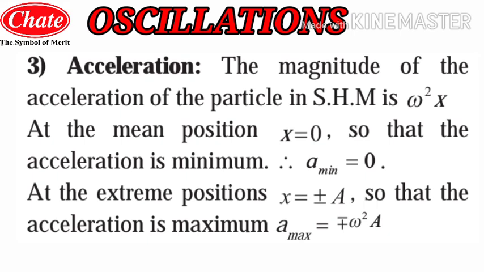Now at the mean position, x is equal to 0, which means when the block is at the equilibrium position, there will not be any displacement, so x will be 0, so the acceleration is minimum, that is 0. Now at the extreme position you can see students, x will be equal to a, so the acceleration is maximum, so a max will be omega square into a. So the value of acceleration at the mean position is 0, and the value of acceleration at the extreme position is plus minus omega square a.